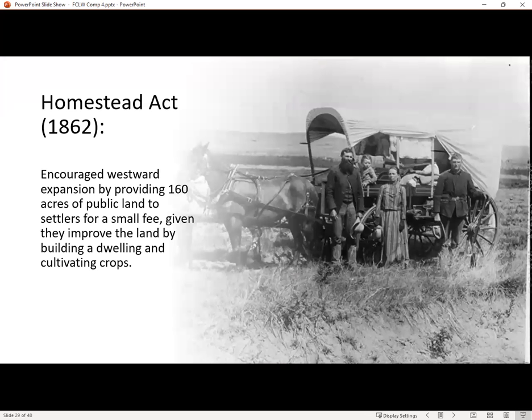The Homestead Act was done in 1862 to encourage people to move to the West. Settlers could get 160 acres of public land for a very small fee. They had to improve the land by building on it for about 5 years, and then they could own the land.